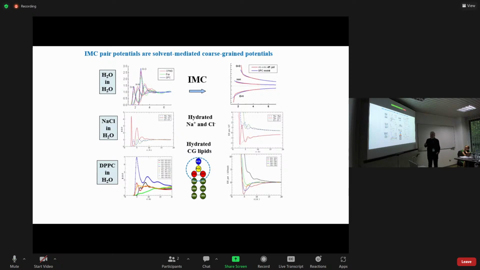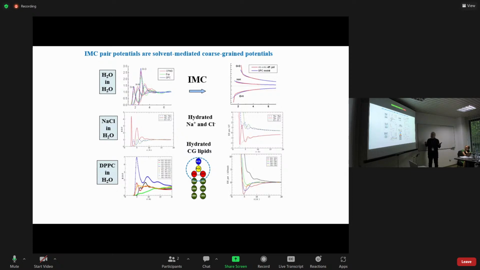But if you study sodium chloride, table salt in water, you have the contact peak for sodium and chloride, you have the solvent separated and so on. And when you invert this, you get potentials which look like that. They don't look like Lennard-Jones or any simple potentials. They are quite ugly and they oscillate. But that is because they contain the hydration shells.